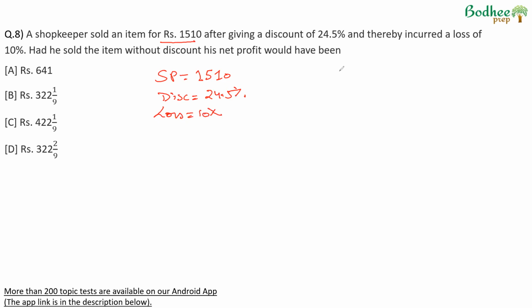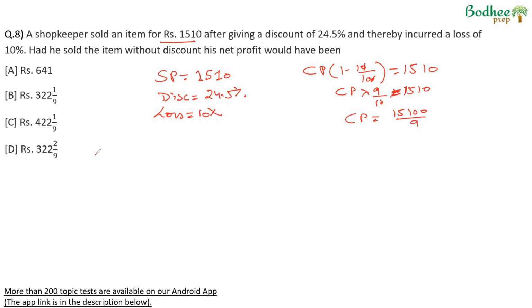Now we can see that cost price into 1 minus 10 upon 100, because there is a loss, will be equal to selling price, which will be 1510. This is 1 by 10, 1 minus 1 by 10 is 9 by 10. 1510 does not divide by 9. So cost price is 15100 upon 9.